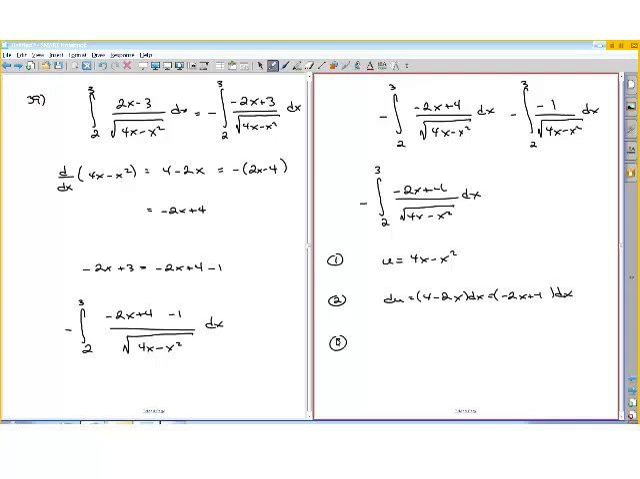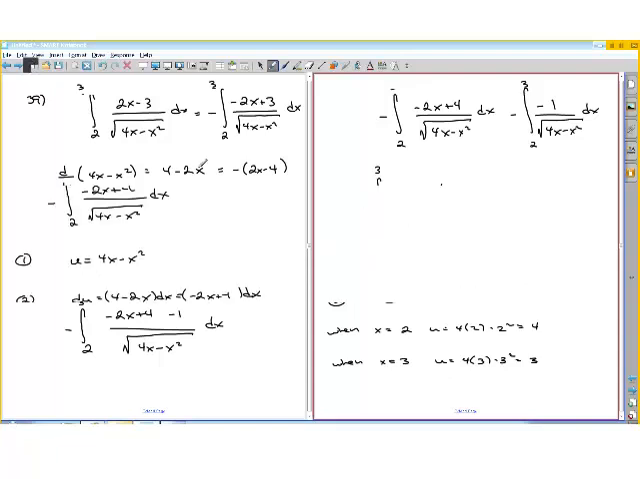So step 3 is substitute, but actually, because it's a definite integral, we're going to redefine the limits. So when x equals 2, u is equal to 4 times 2 minus 2 squared, which is 8 minus 4, which is 4. And when x equals 3, u is equal to 4 times 3 minus 3 squared, which is 12 minus 9, which is 3.